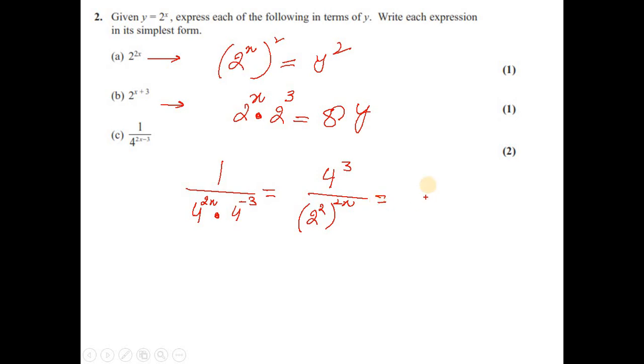And then 4 to the power 3 is 64. Then you can rearrange the denominator as (2^x)^(2 times 2), which is to the power 4. Clearly 2^x is y. So finally you have 64 over y to the power 4.